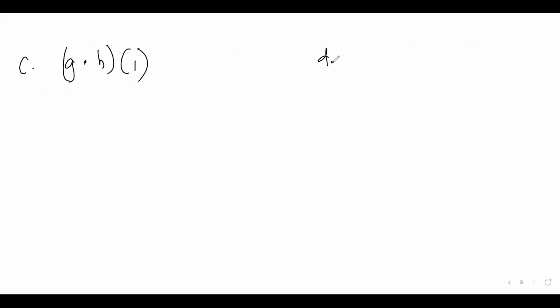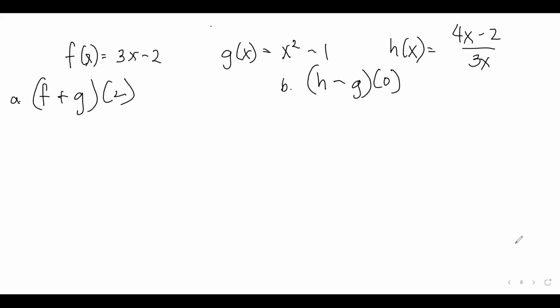Ang D natin is, let's say, f over h of 5. And ang E natin is g of f of x, sige, palitan natin number, of 2. Ayan. So, unahin natin. F plus g of 2.